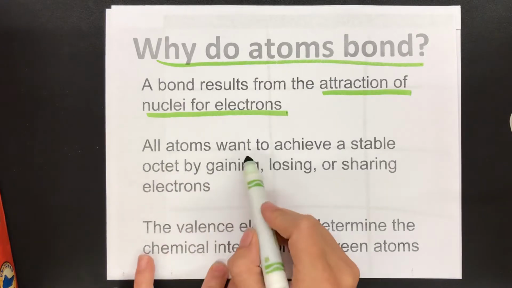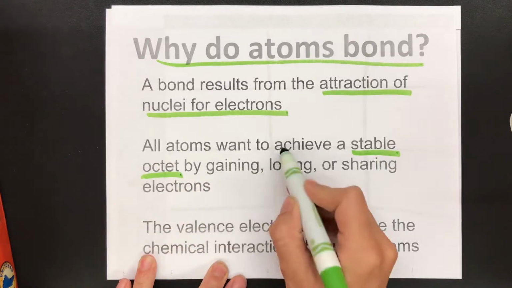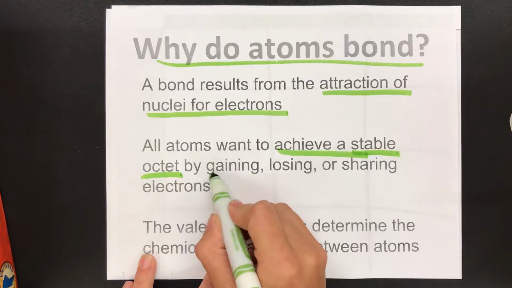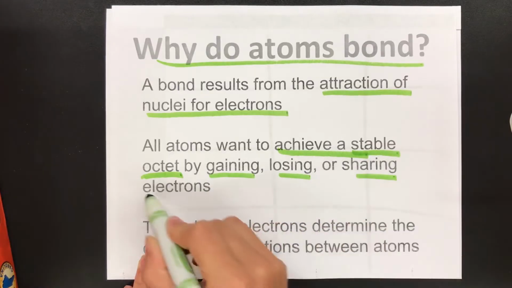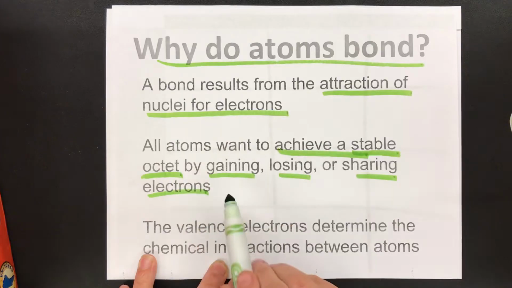Okay, so all atoms want to achieve what's called a stable octet. They do this by either gaining, losing, or sharing electrons. So a stable octet is gotten by either gaining, losing, or sharing electrons.